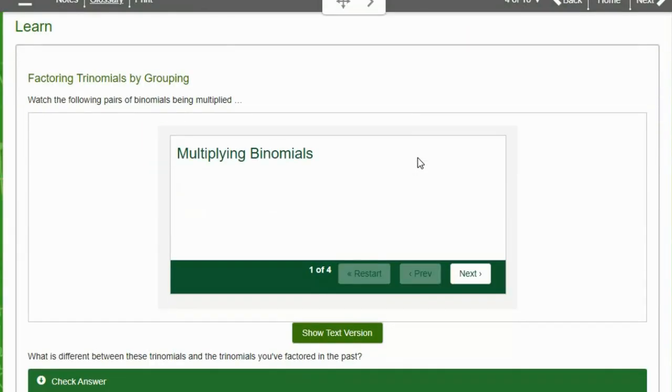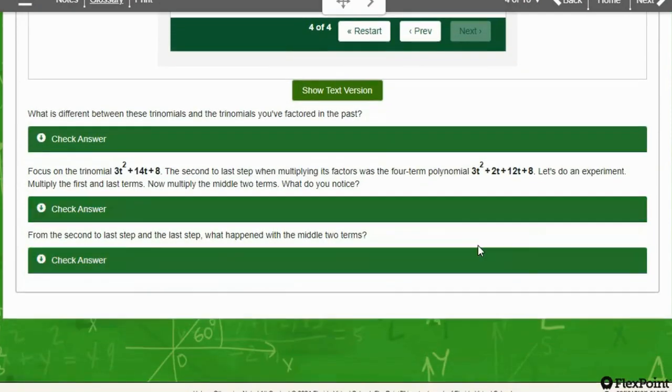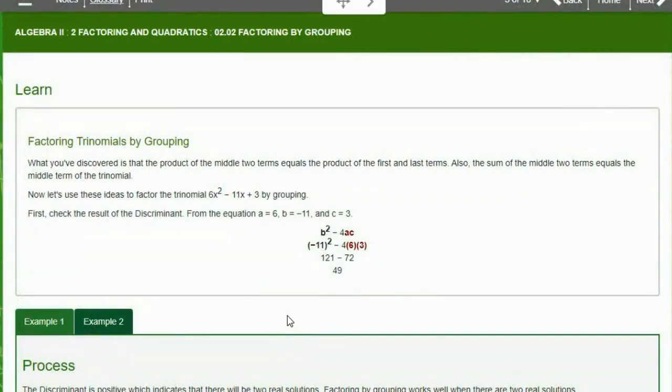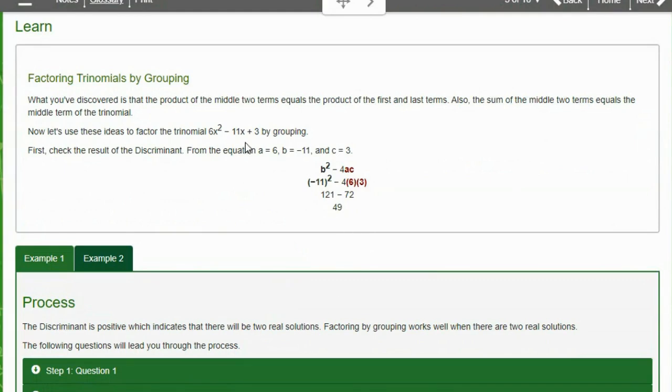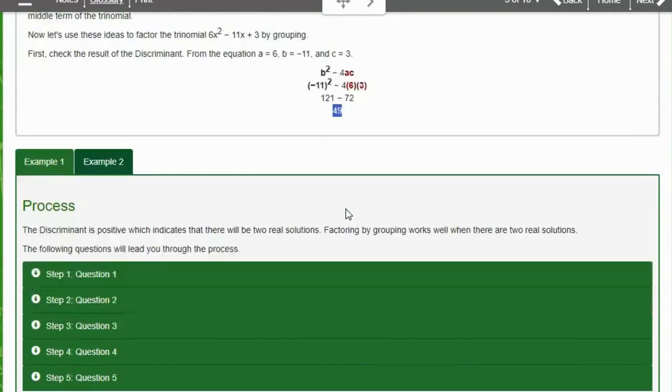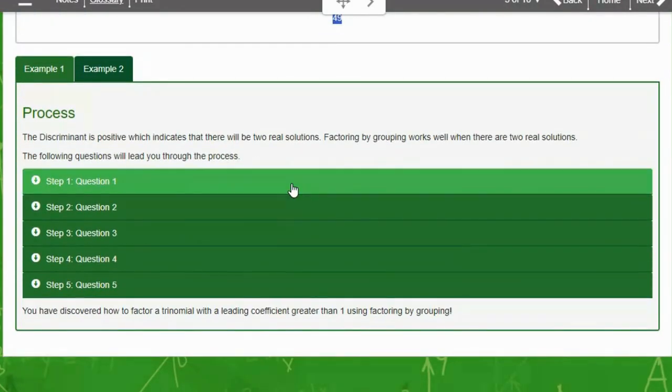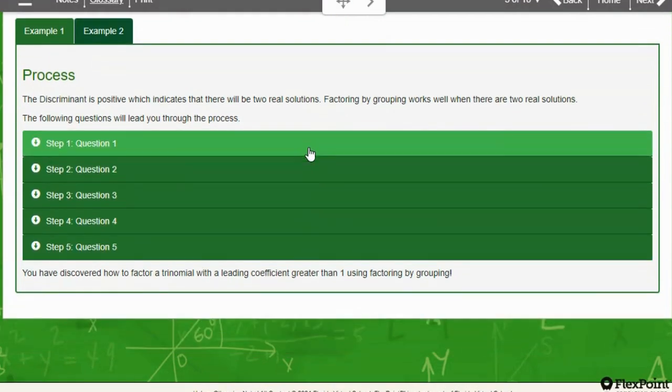Factor trinomials by grouping. So they multiply these two together. What time is it? We're about out of time here. But there's a couple of examples in there. The lesson summary is right here. But again, it's just factoring by grouping. This is where they checked the discriminant and found out that, hey, it's a 49, so it is a perfect square. So this will lead you through the process.